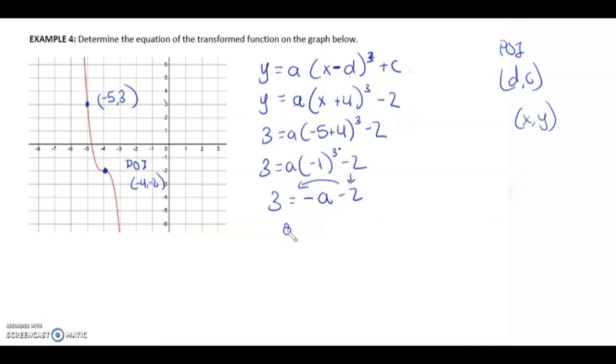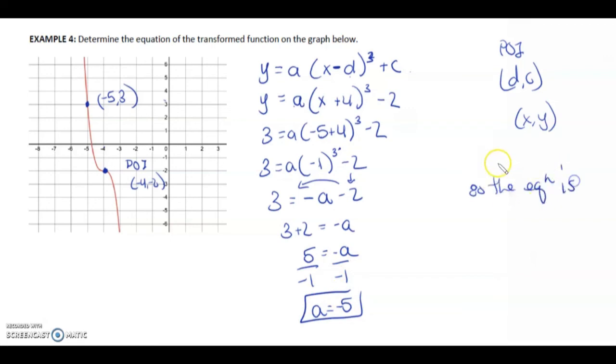Okay, bring the -2 over, and we add it. So I get 5 equals -a. Okay, divide by the -1, I get a equals -5. Okay, this does ask for the equation, so we can then say, therefore, the equation is y equals -5(x plus 4) cubed minus 2.